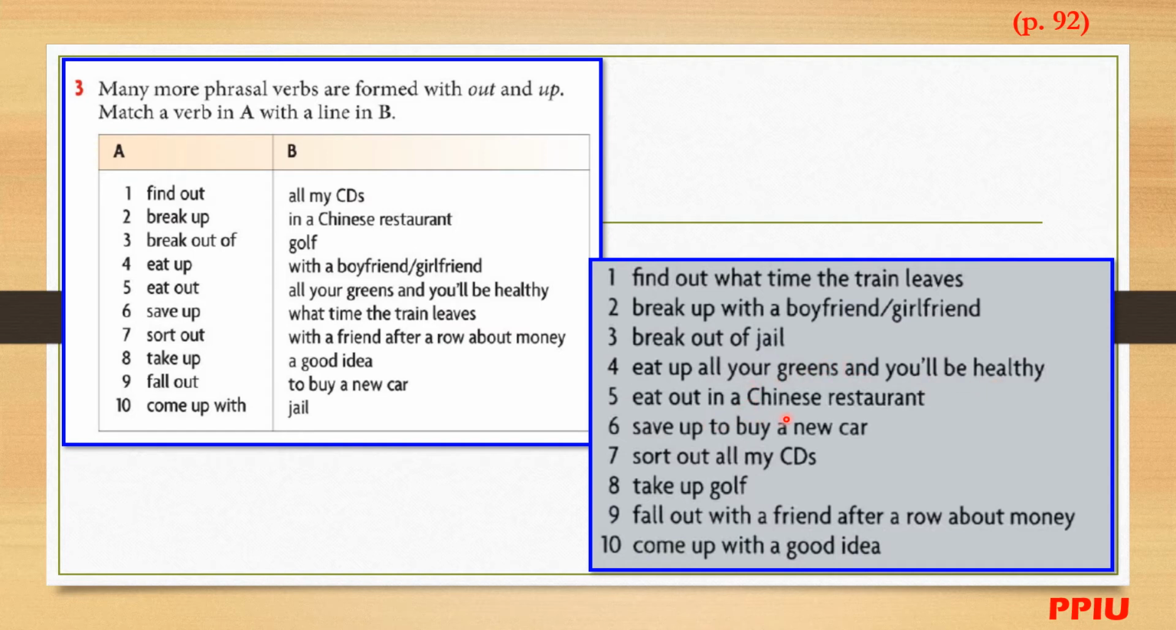Eat out in a Chinese restaurant, sell up to buy a new car, shut out all my CDs, check up. Fall out with a friend after a row about money, right? Come up with a good idea, right? So find out means find out, break up, break out of jail.